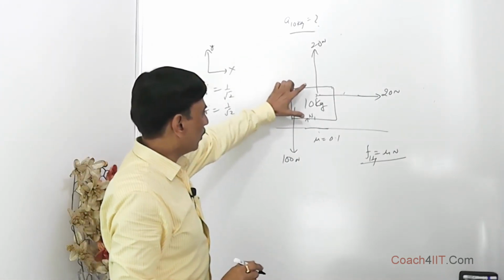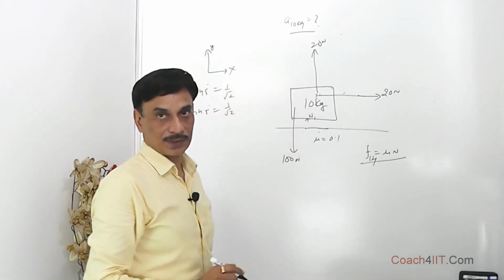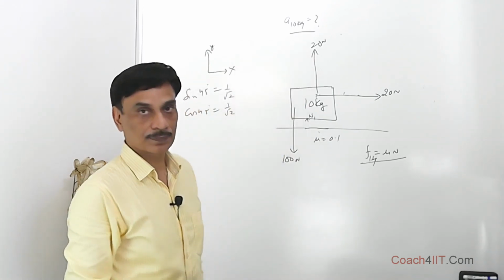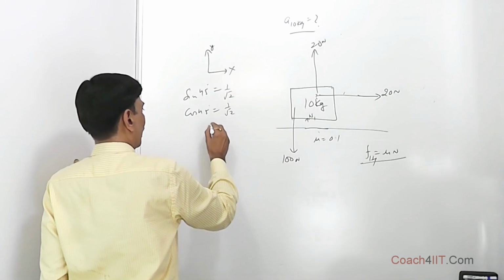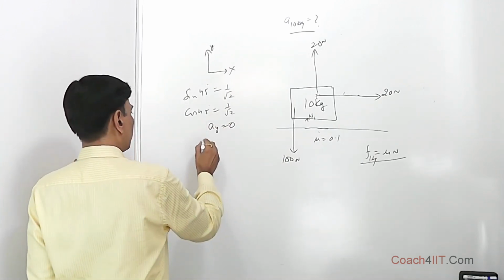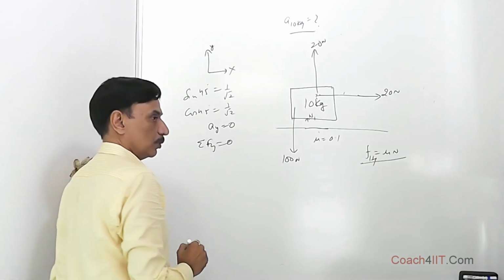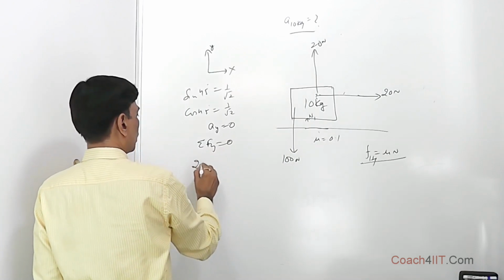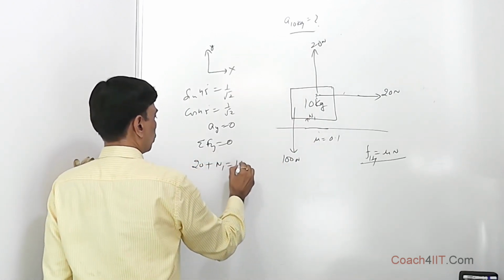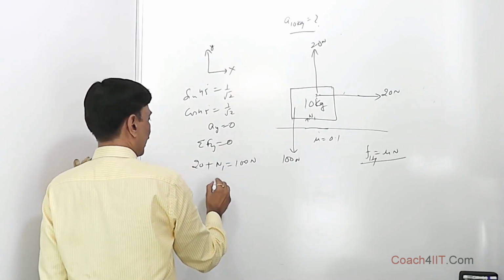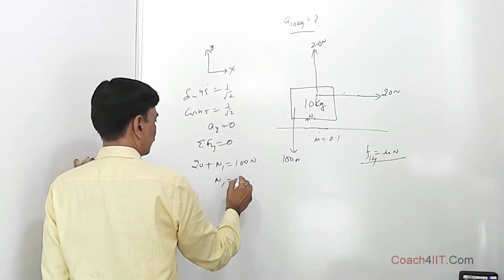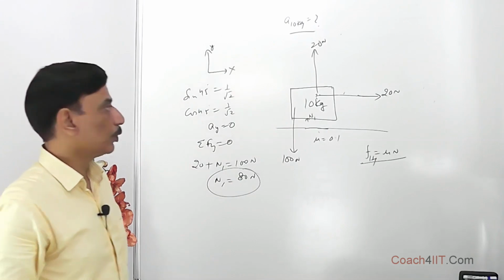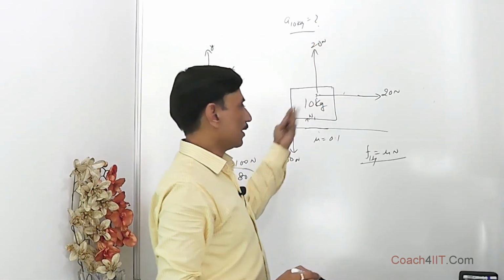Onto this block, it will not be moving along the y-axis. As long as this force is less than the weight of the body, it will not be lifted up. Therefore, the acceleration along the y-axis is equal to 0. So the summation of forces along the y-axis is equal to 0. Net force along the y-axis has to be equal to 0. It means the upward force, that is 20 Newton plus the normal reaction N1, should be equal to 100 Newton. So N1 should be equal to 100 minus 20, that is 80 Newton. So the normal reaction now is 80 Newton. A component of this force has reduced the normal reaction.